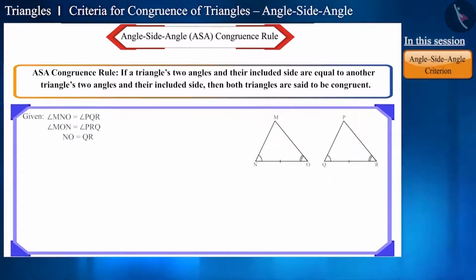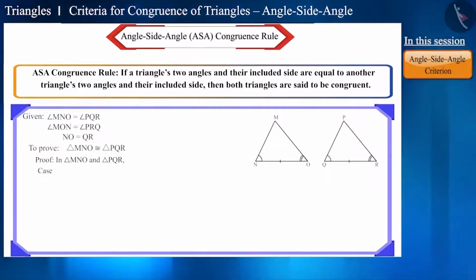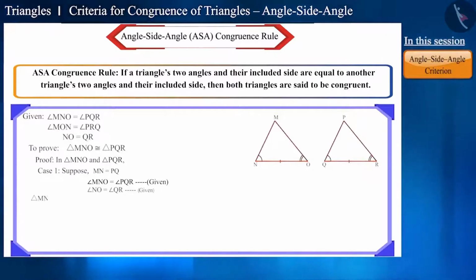Here we are given that this angle and side are equal, and we have to prove that both these triangles are congruent. If we use the SAS, that is side angle side criterion for the congruence of both the triangles, then there are three possibilities here. First, if we assume that side MN and side PQ are equal, and we are given that angle MNO and angle PQR are equal and sides NO and QR are equal. So, both these triangles will be congruent according to the SAS congruence rule.